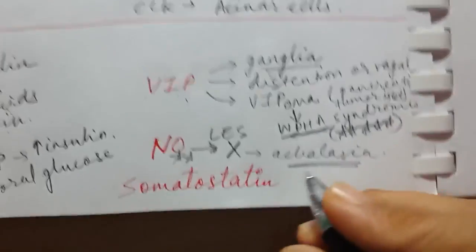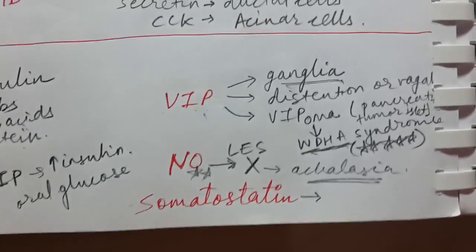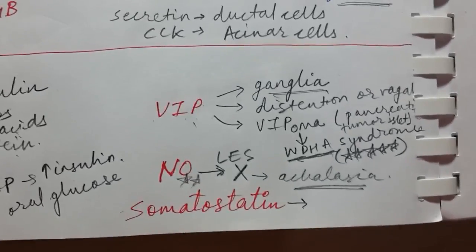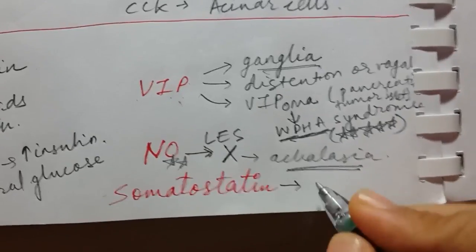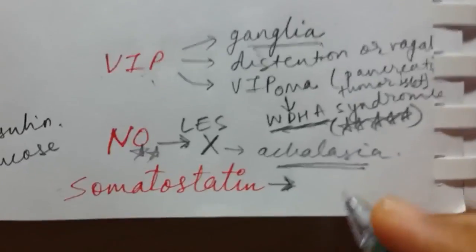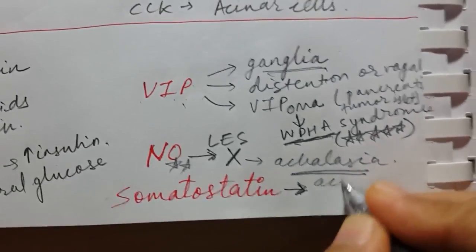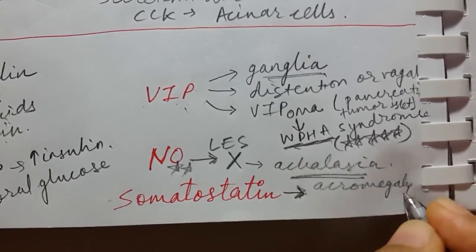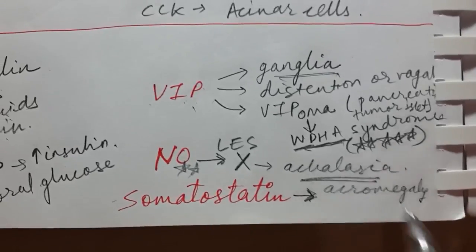Now the last thing is somatostatin. All of you know that somatostatin inhibits digestion. It inhibits all the hormones that help in digestion. The main thing that you should remember about somatostatin is its use, the treatment. It is used for treatment of acromegaly because it inhibits growth hormone.